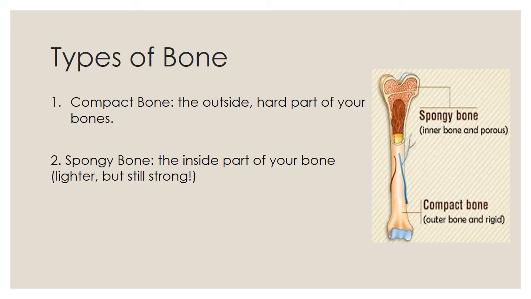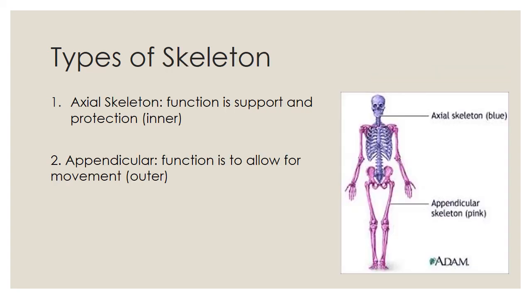If you put water on a sponge, it would come out the other side, whereas a spongy bone, if you put water on it, it would come out the other side. But if you put water on a compact bone, it would just run right off of it. It wouldn't soak into it. However, just because it's spongy, it's lighter, but it's still strong. It's still a strong part of your bone.